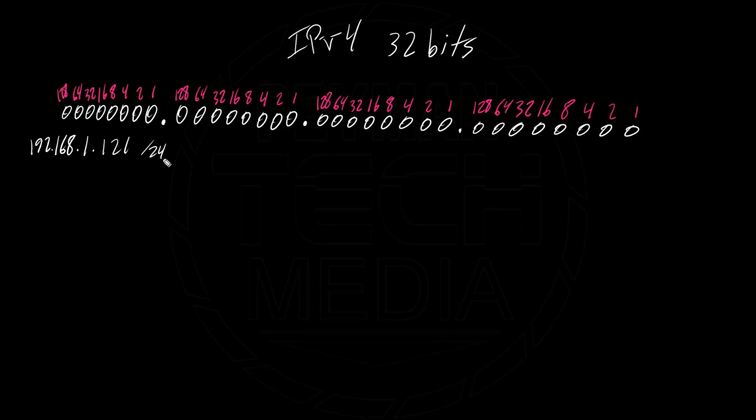So let's count, going from left to right, 24 bits turned on. This is the subnet mask shorthand version, right? So let's write 1, 2, 3, 4, 5, 6, 7, 8, 9, 10, 11, 12, 13, 14, 15, 16, 17, 18, 19, 20, 21, 22, 23, 24. And then the rest is 0, 1, 2, 3, 4, 5, 6, 7, 8. Okay, so here we can see our cut line.